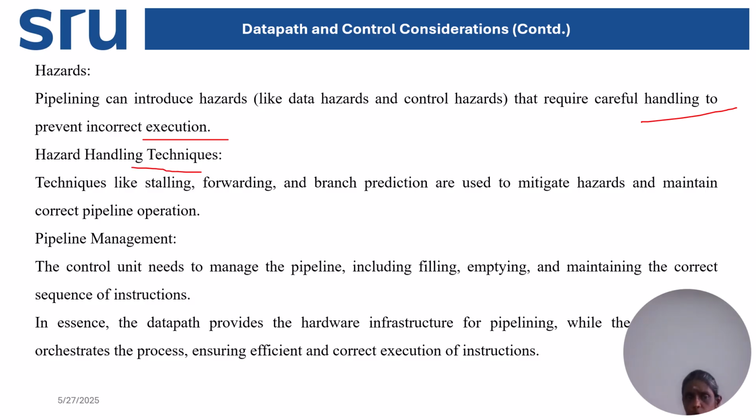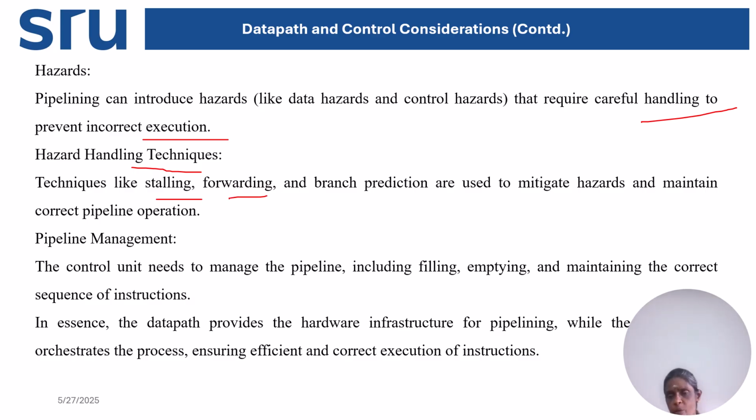Hazard handling techniques. What are they? Techniques like stalling. Stalling is nothing but delaying. In the previous slide I told you, suppose the first instruction is not executing in the correct time. It is delayed in between by one unit, a memory or delay unit. It is useful to prevent wrong execution, because the correct output should be given as input to the second unit. So that is stalling. Delaying means stalling.